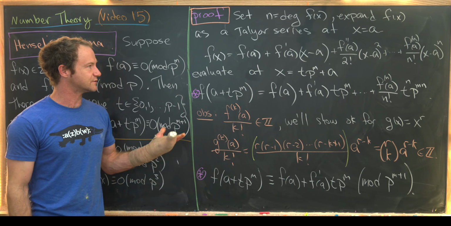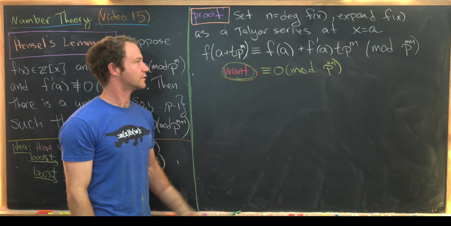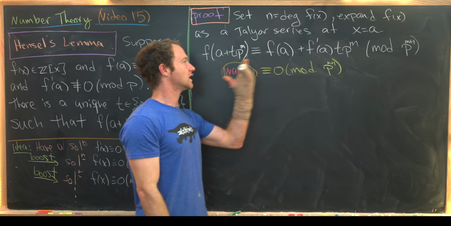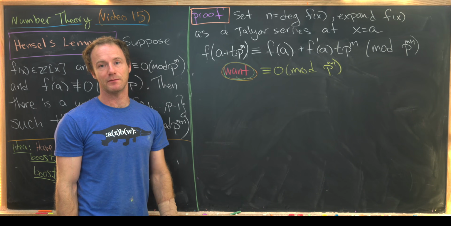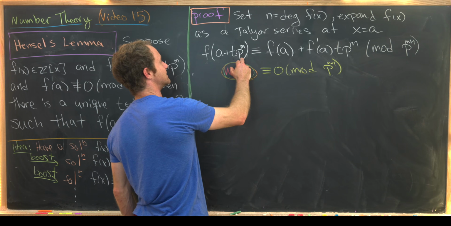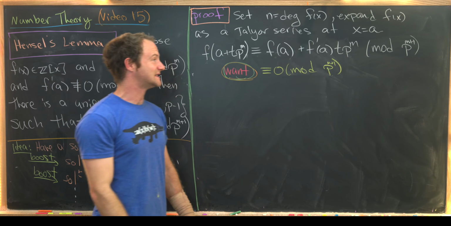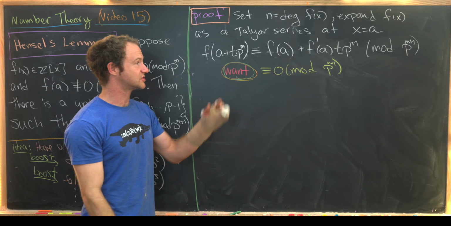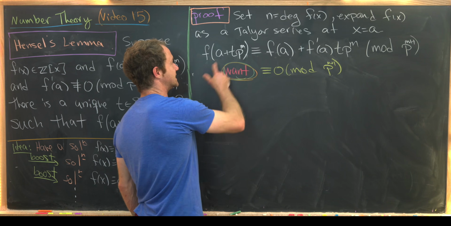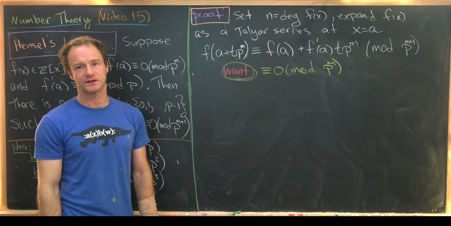Okay, so let's summarize what we've got at the top, and then we'll finish this proof off. Let's recall on the last board, we did some trickery with the Taylor series, and we came up with the following congruence modulo p to the m plus 1. We've got f evaluated at a plus t times p to the m is congruent to f of a plus f prime of a t p to the m modulo p to the m plus 1. And our big goal is for this thing to be congruent to 0 mod p to the m plus 1.